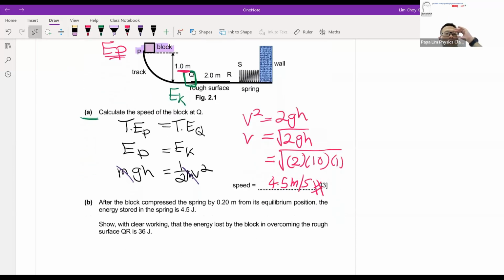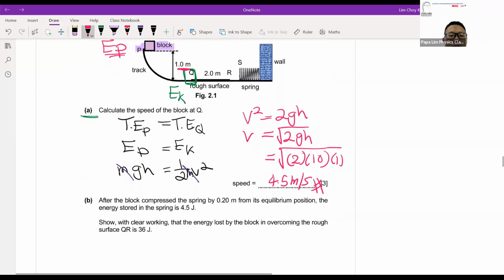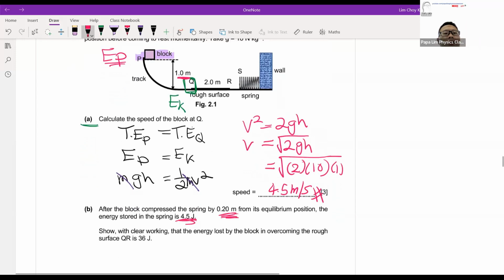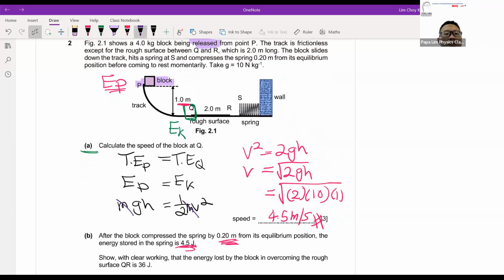Now for part B, after the object went through the rough surface, there is a spring, compressed by 2.2 meter or 20 cm, and energy stored is 4.5. So at S, based on the question, the energy I'm looking out for here is elastic potential energy.